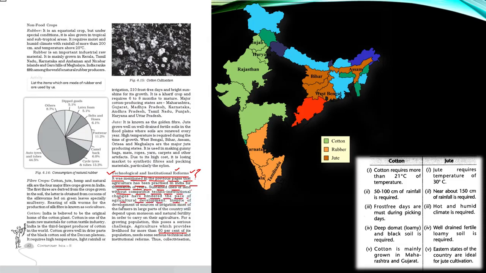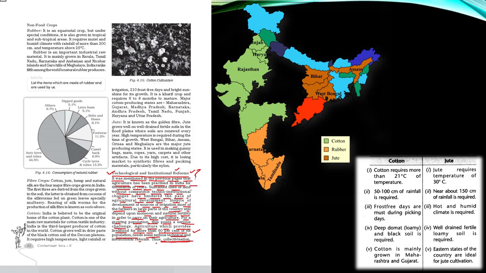In spite of the development of sources of irrigation, most of the farmers in large parts of the country still depend upon monsoon and natural fertility in order to carry on their agriculture. For a growing population, this poses a serious challenge. Agriculture, which provides livelihood for more than 60% of its population, needs some serious technical and institutional reform. Thus, some examples are given over here of the reforms which were introduced.